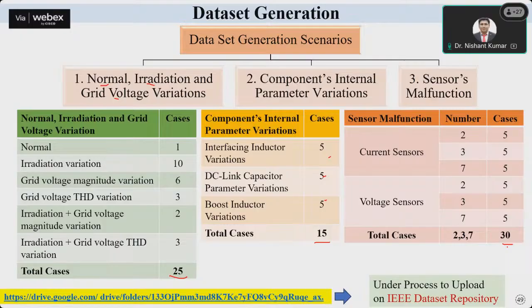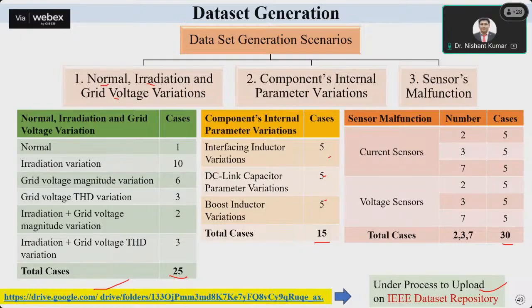Means a total of 70 cases, and you will see 9 known, one time 10, and 30 unknown is 40. So a total of 40 sets of data you will see in each. Initially we placed the data on a given link. Also in the IEEE Transactions paper we have given the link there, and very soon this information will be available on the IEEE DataPort repository. The size is very large. Approximately 100 GB of data we have generated, and we are trying to dump it in IEEE so that everyone can use it anytime.